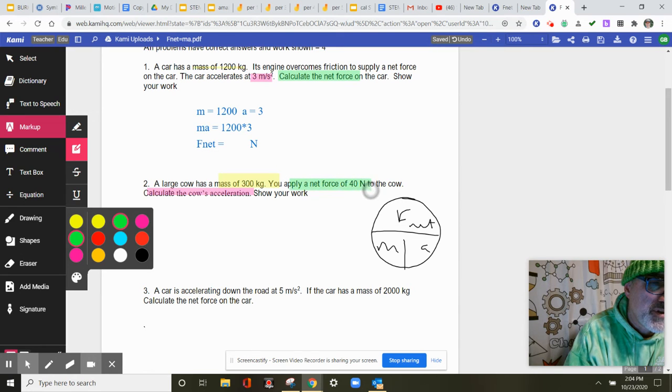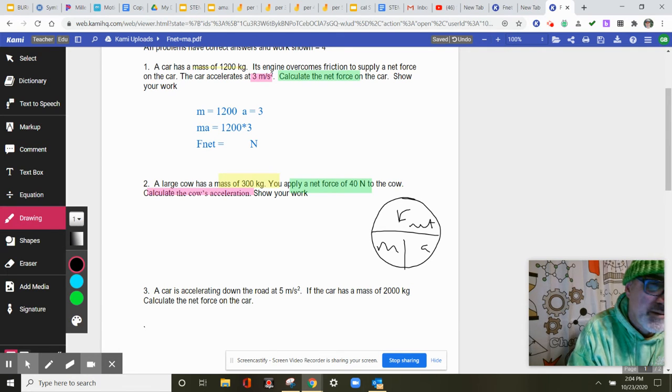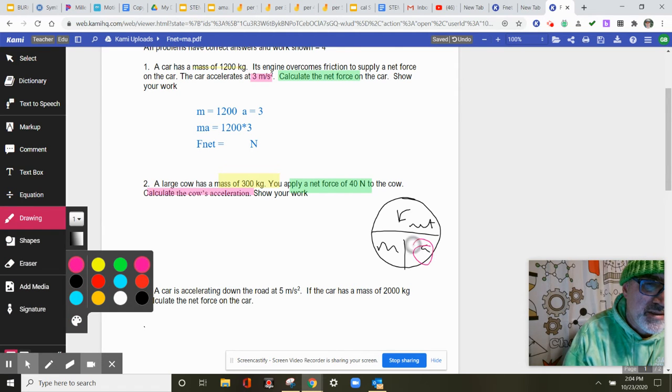we have a net force of 40. All right, so what we want to do is cover up acceleration. This is the thing that gets covered up. So it's net force over mass. A is the thing we're looking for. We're dividing net force by mass.